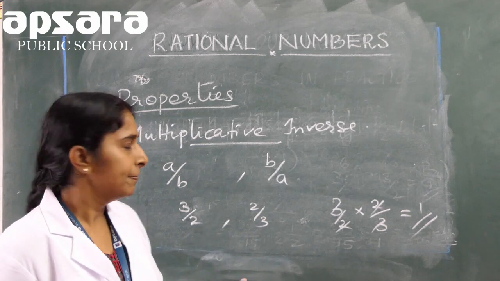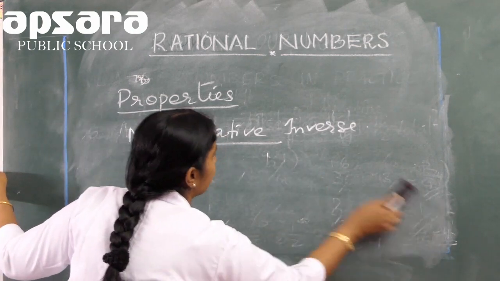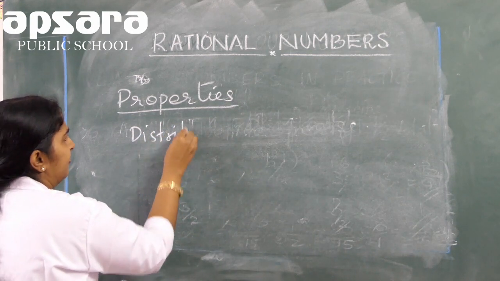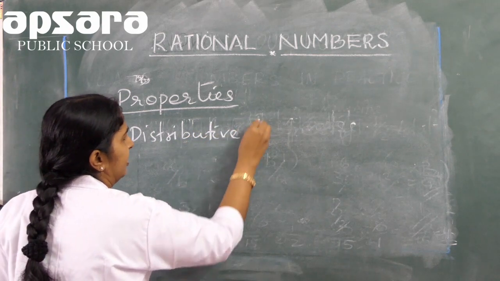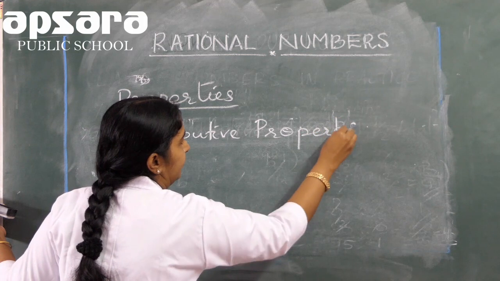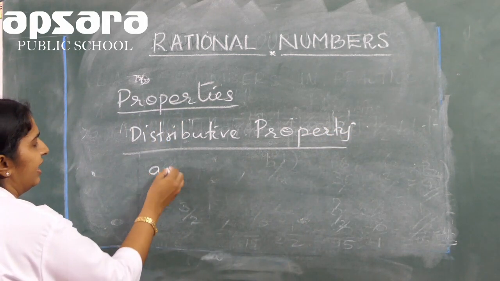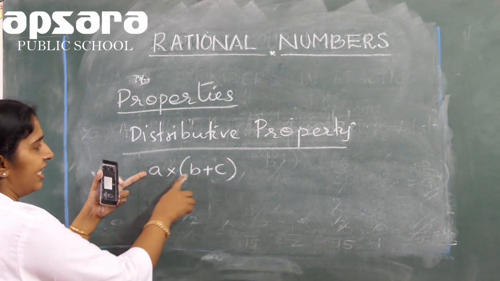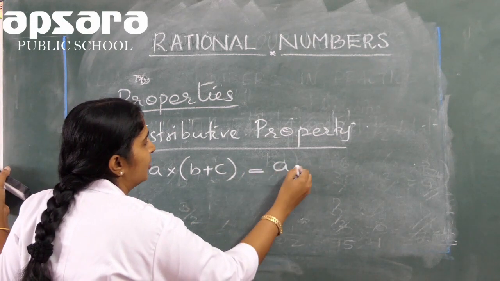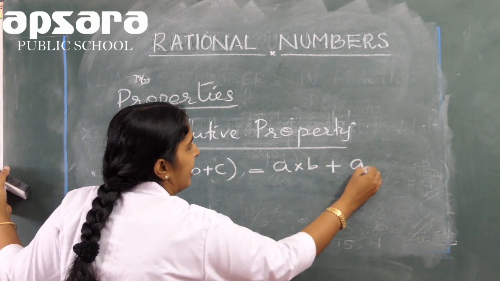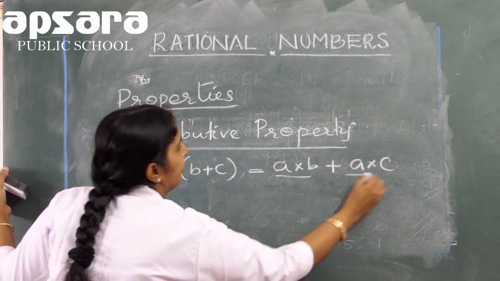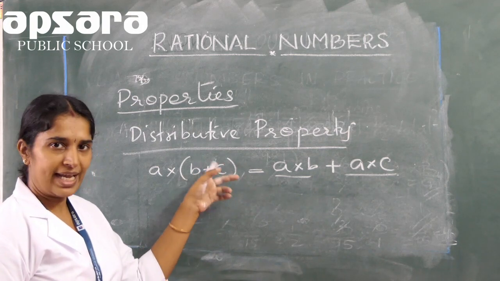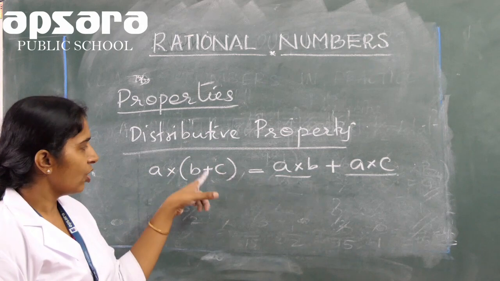Now the last property is distributive property. If a, b and c are three rational numbers, then a into b plus c will be equal to a into b plus a into c. This is distributivity of multiplication over addition, because here you have added b and c.